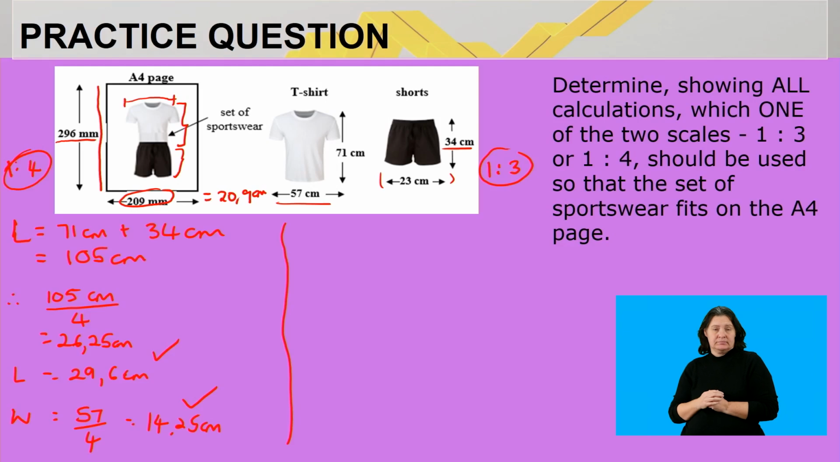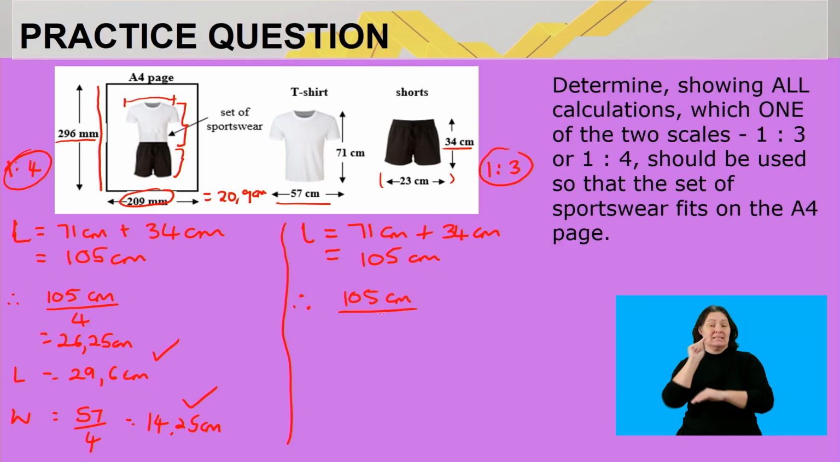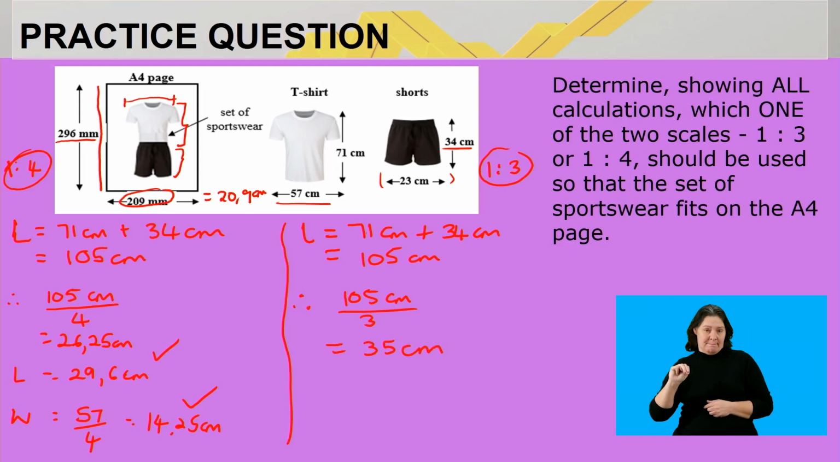Okay, remember the length is still the same scenario. But I'll write it down for you, so its length equals 71 centimeters plus my 34 centimeters. Right, so we agree that is still 105 centimeters. Okay, but now I'm working with the scale of 1:3. So therefore, I will go and say 105 centimeters, and I divide that by 3. So let's see what that will give us. 105 divided by 3. So that will give us 35 centimeters. Right? So remember, this is lengthwise.